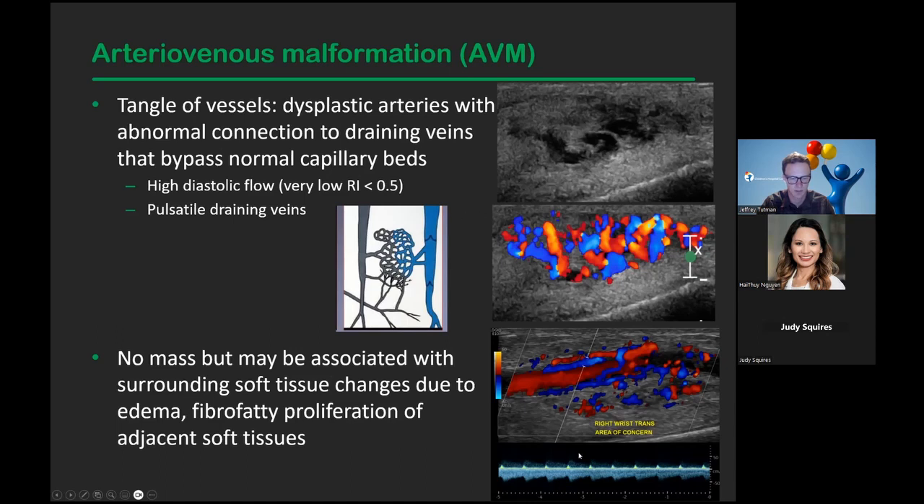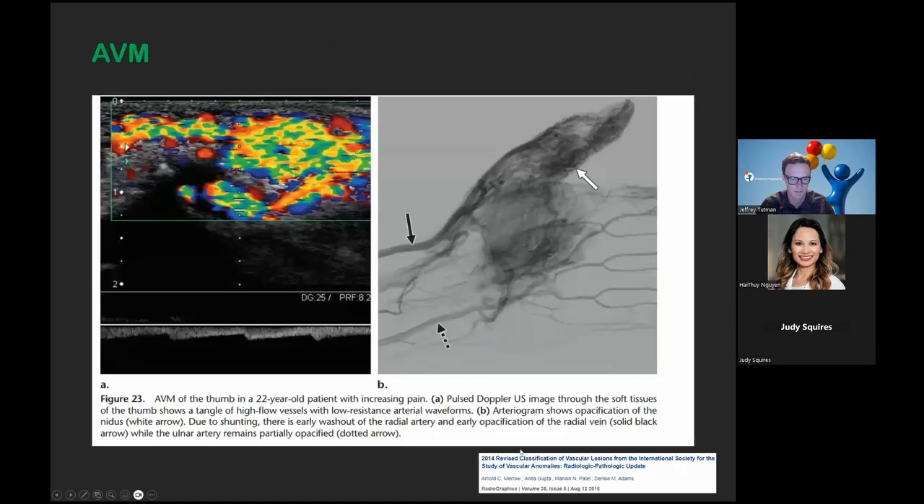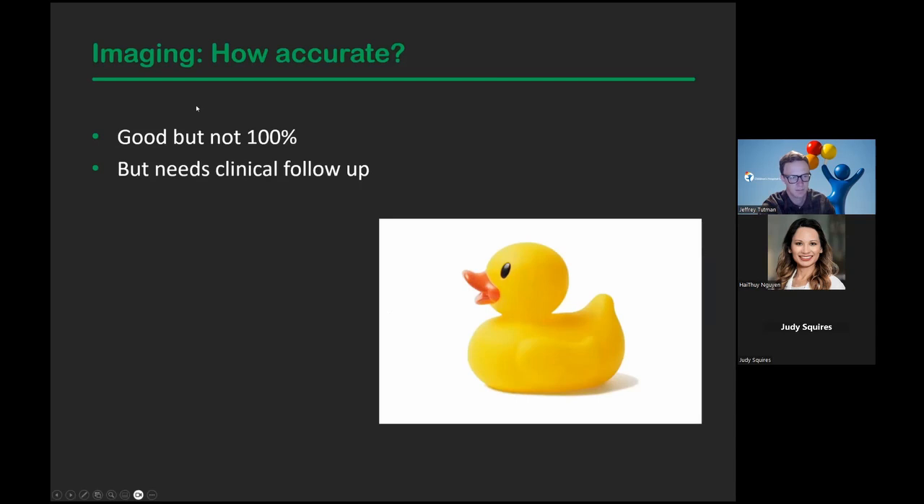And then you get these low resistance vascular waveforms. And here's one in this MR angiogram, and you can see that the waveform looks way different than the one for the infantile hemangioma. So how good are we at this?